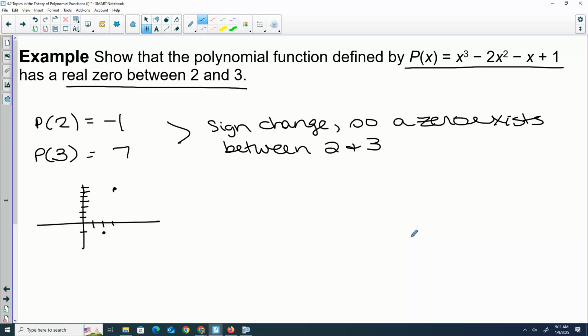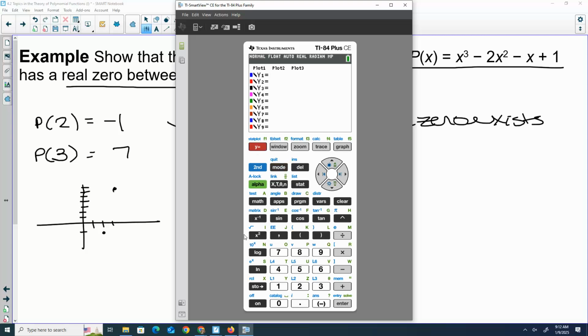Let's talk about how to use your graph to find that. So I did put some on the homework, actually using the graph to find it. I wouldn't on the test because we don't have the graphing calculators on the test, but I wanted to show you how to use it. So this is our polynomial. We are going to graph it. So you're going to go to your y equals, and you're going to type that in. X to the third minus 2x squared minus x plus 1.